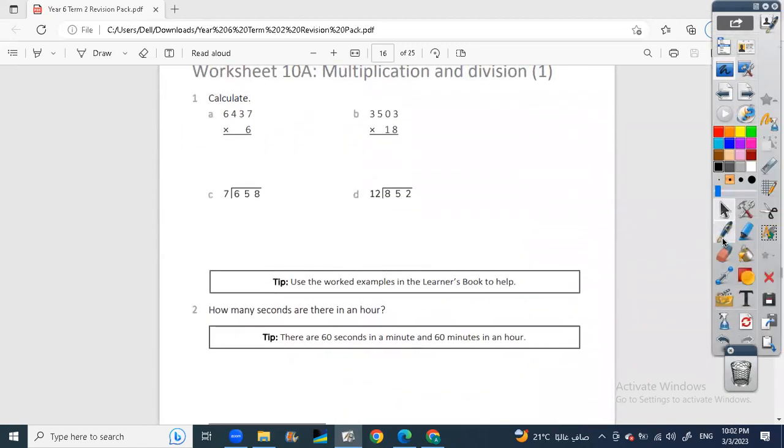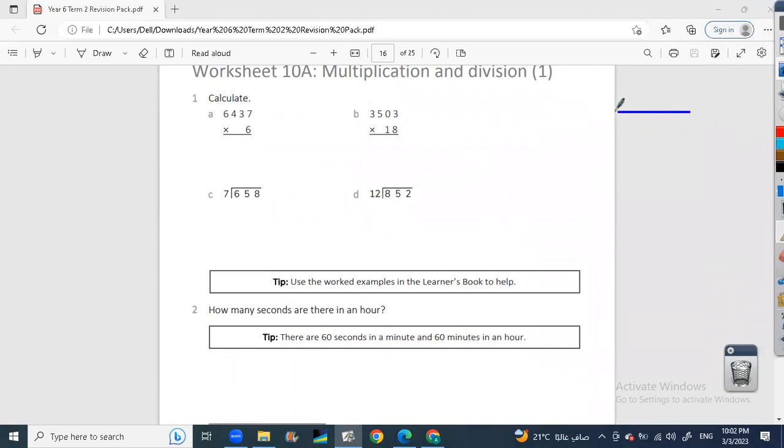Let's find this one over here. Dividing by 12. I'm going to write it here: 852 divided by 12. To those who haven't mastered long division yet, please write down the steps: division, multiplication, subtraction, bring down. To those who mastered long division, you don't need to write down the steps, so just keep going.